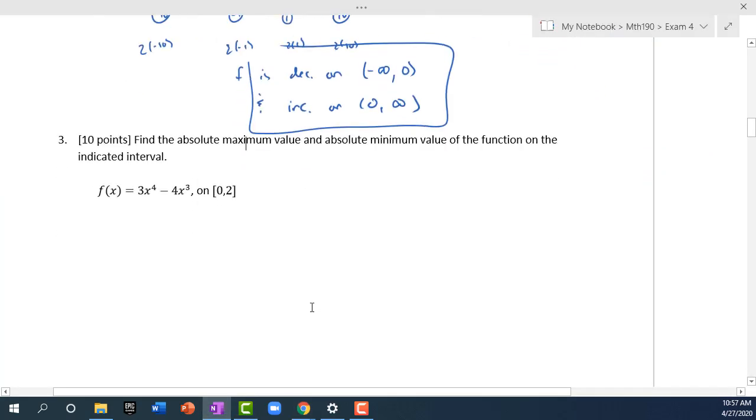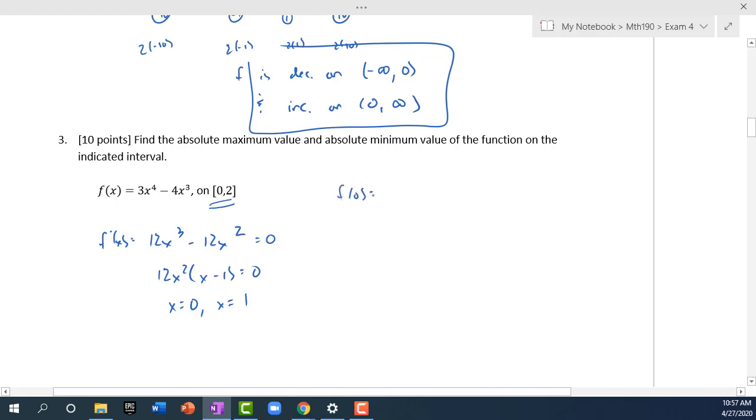All right, absolute maximum, absolute minimum value of the function on the indicated interval. All right, well, we need to find critical numbers. 12x cubed minus 12x squared, and we're going to set that equal to 0. So 12x squared times x minus 1 is equal to 0. So you have x equals 0 and x equals 1. Well, 0 is an endpoint already.